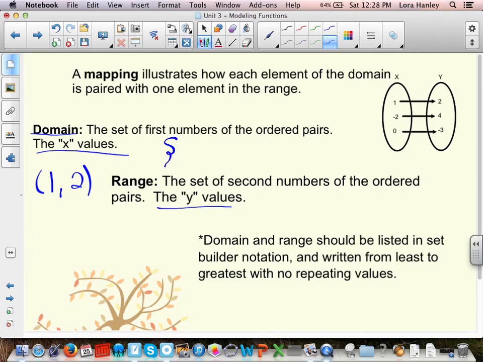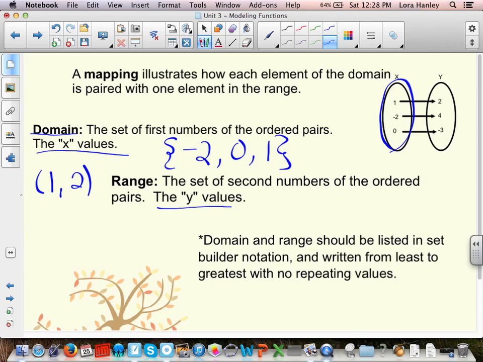So I will start with my set brace, and if I look at my x values in my mapping, we have 1, negative 2, and 0. We want to list these least to greatest and have no repeating values. Well, the smallest number is negative 2, the next smallest is 0, and finally 1.